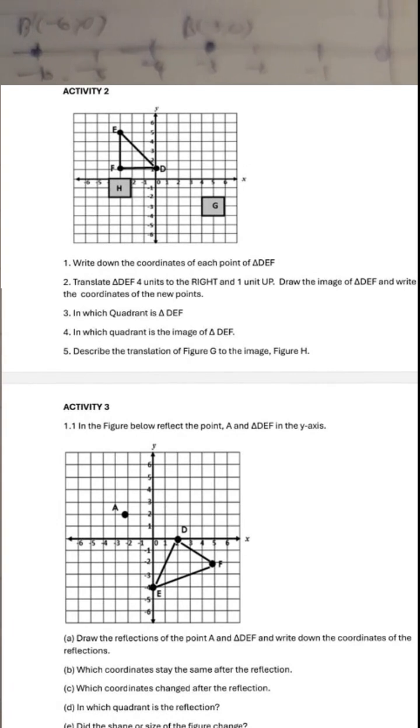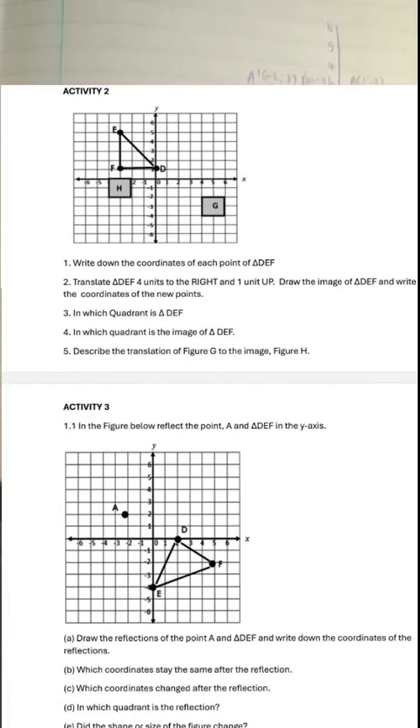Okay, the circle says D is 0 and 1. Very true. I agree with you wholeheartedly there. So indeed, D is 0 and 1. I agree with you. And then F.